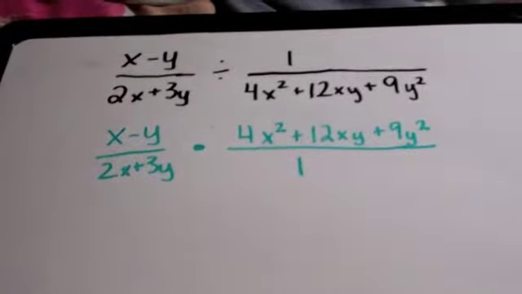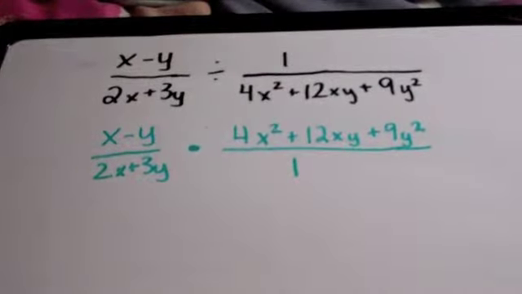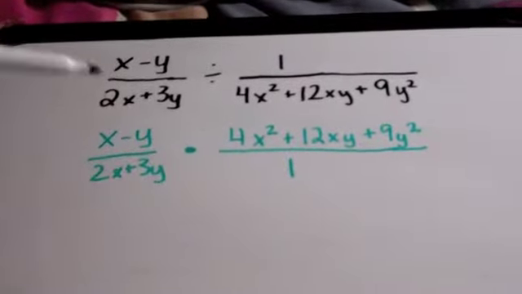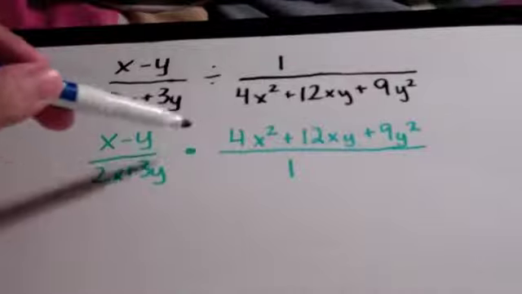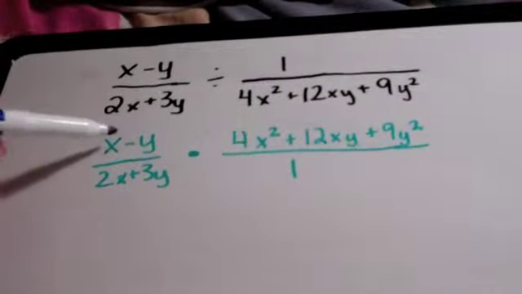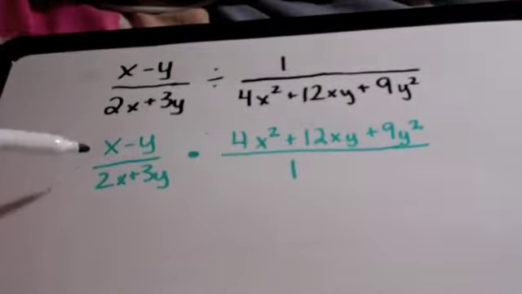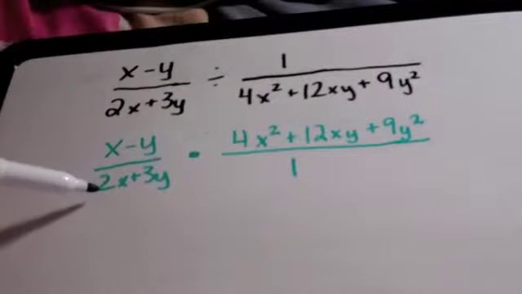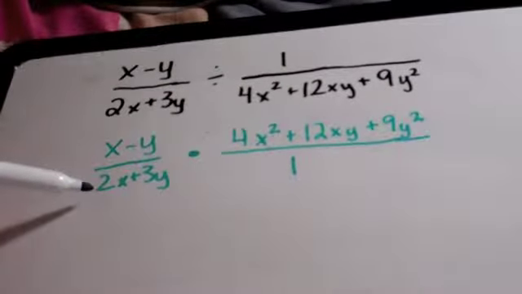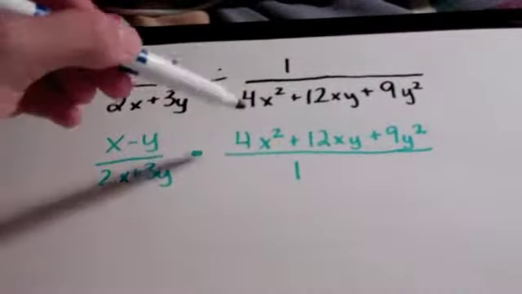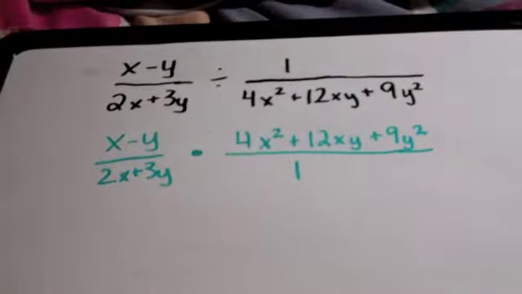Okay, now that we've gotten that far, our next step is going to be to factor everything that we can. If I look at this, we can look at it as four separate terms. So our first term, x minus y, these don't have anything in common, so there's nothing we can factor. Over here, 2x plus 3y, there's still nothing there in common that we can pull out. Here's just a 1, but over here we have 4x squared plus 12xy plus 9y squared.